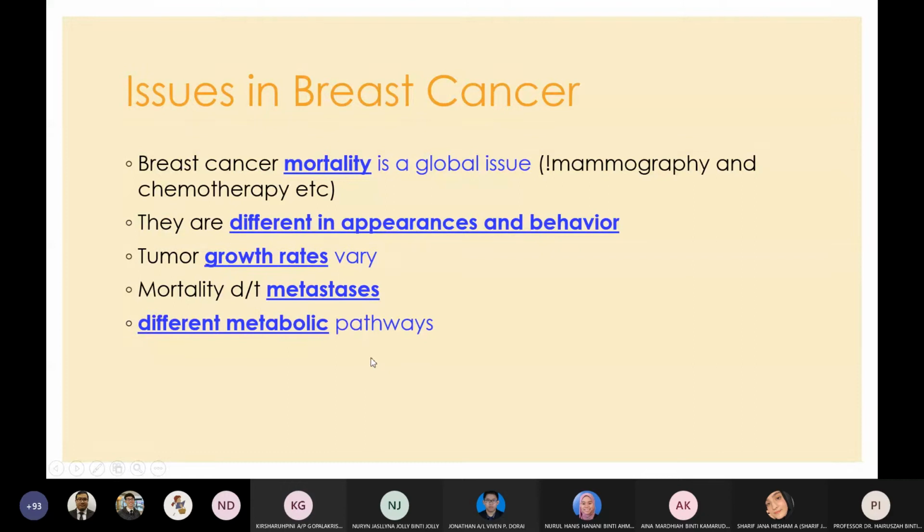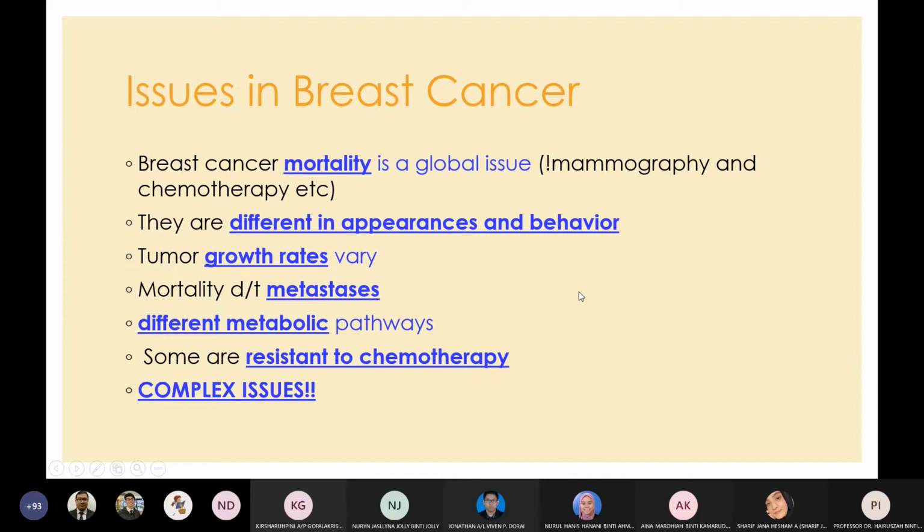So in terms of pathology or metabolically, the behavior of the tumor cells is different. In one tumor, you can find different pathways. I will not elaborate on all these little details, but just to illustrate that breast cancer is not that easy to treat. Not that straightforward. And some cases are resistant to the standard chemotherapy regime. So it's really a complex issue, not simple. And the disease is very, very common, mostly in developed countries. We don't know why, but it is actually very rampant worldwide.